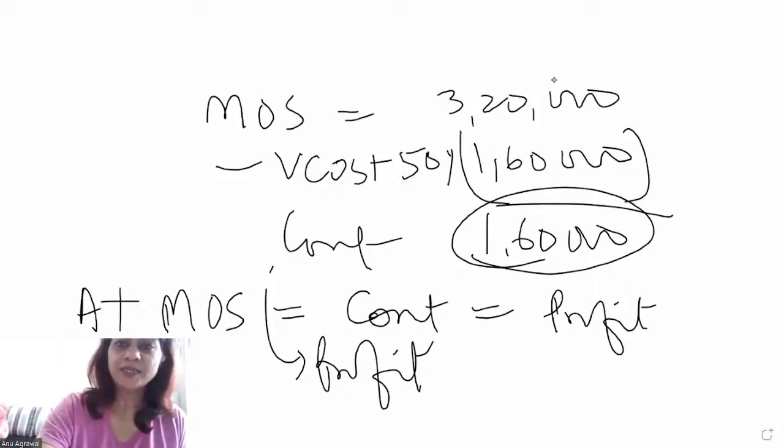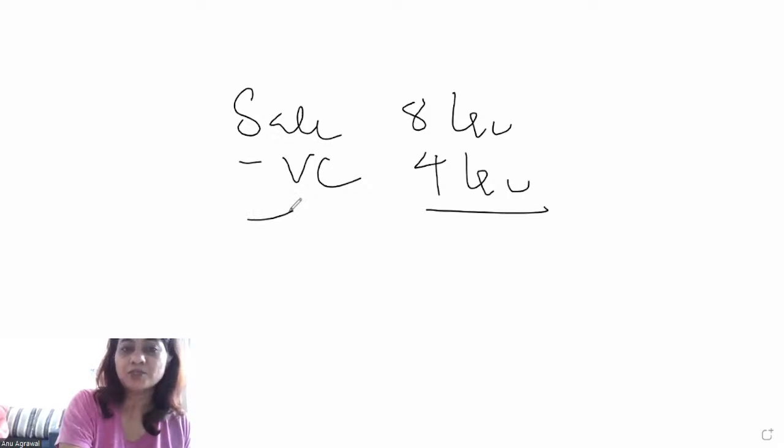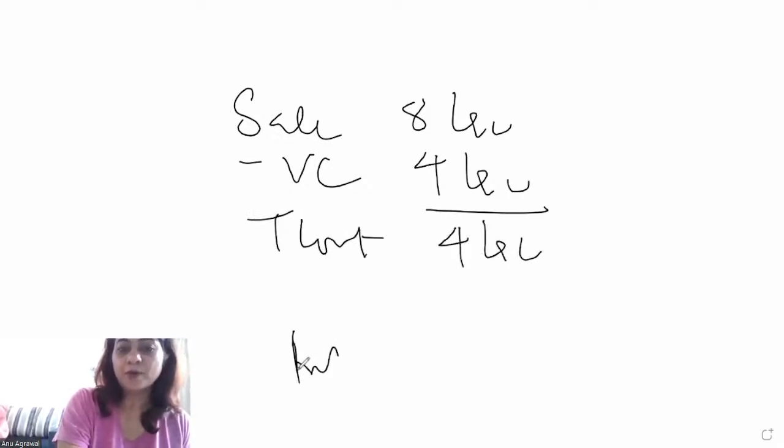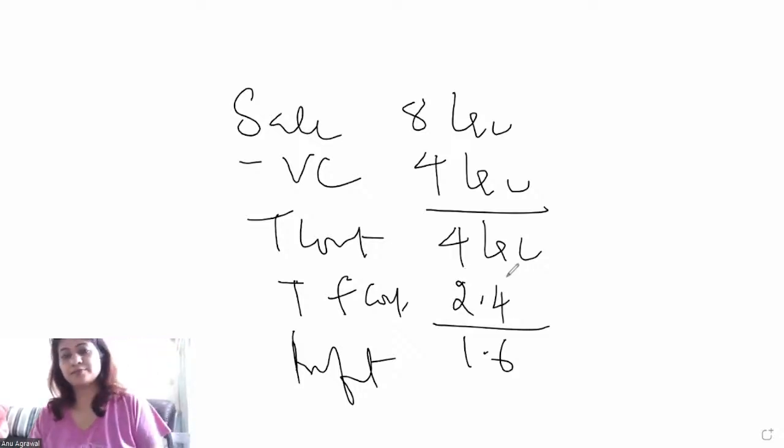So once I know this, my sales were 8 lakhs. My variable cost was 4 lakh. So my total contribution was 4 lakh. My profit was 1.6. So I can get out with my fixed cost 2.4.